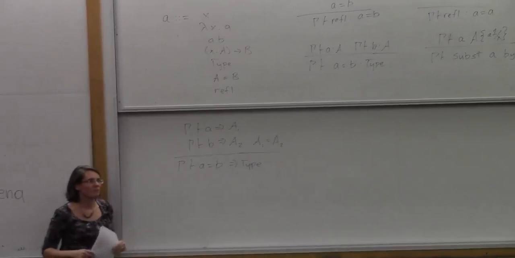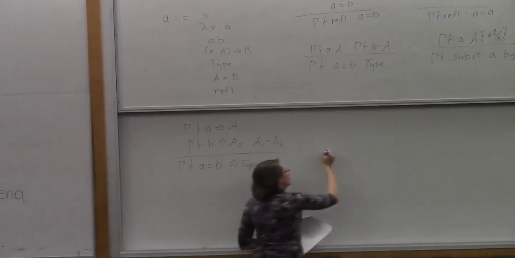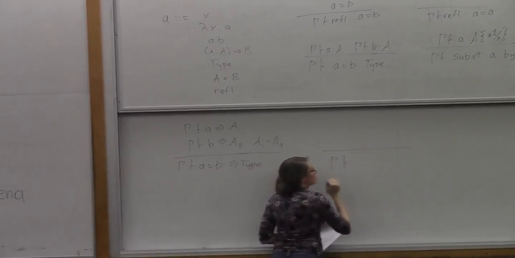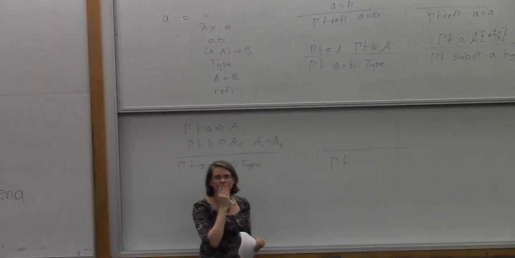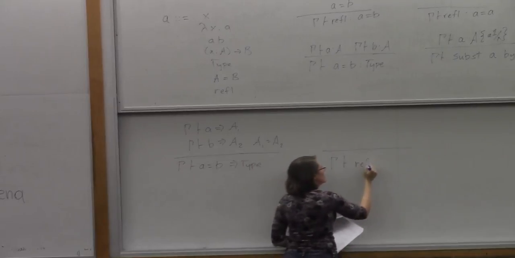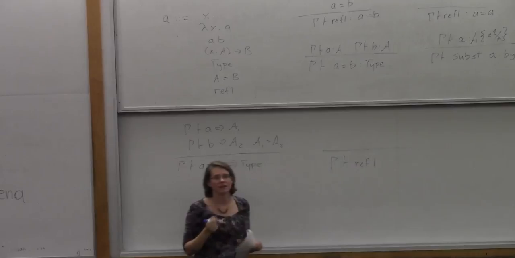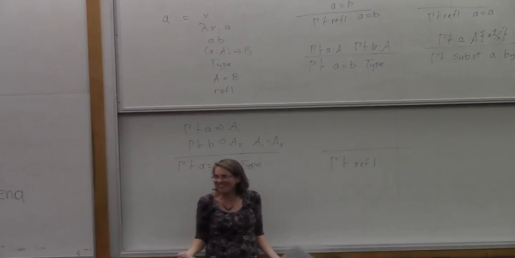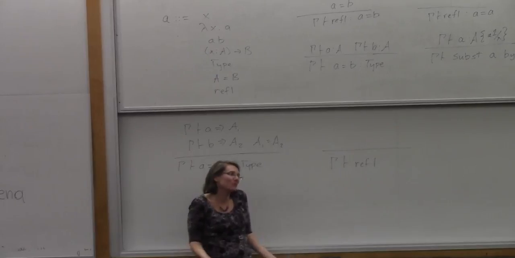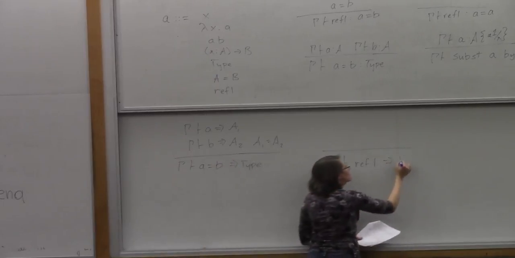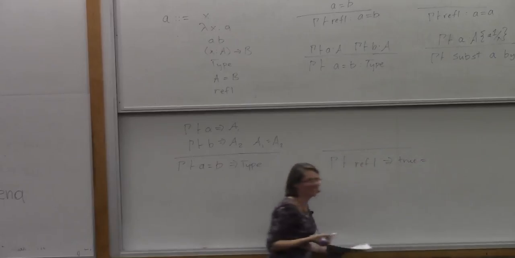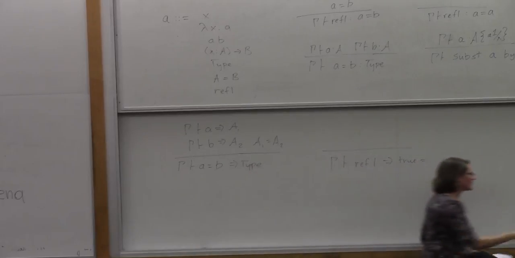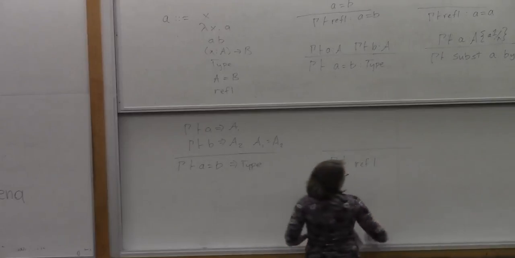What about REFL? How should we add REFL to our algorithm? Should we infer its type or should we check its type, requiring somebody to provide the type for us? How would you ever infer it? We know it's going to be some equality type, but which one? We can say, well, always infer that true is equal to true, but that's not going to get us very far. So we can't infer that type. So we have to check that.